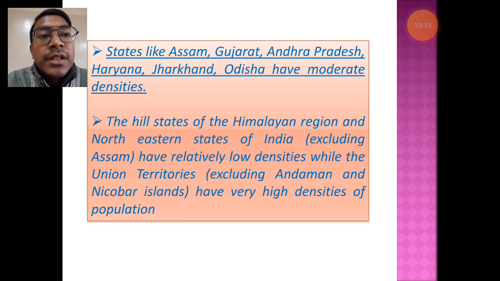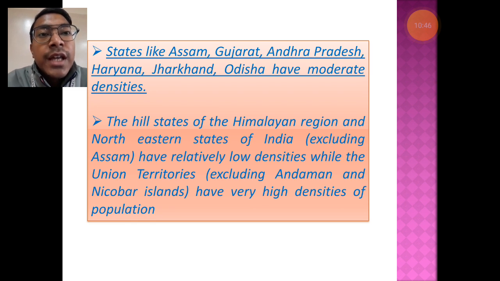On the other hand, all the union territories except Andaman and Nicobar Islands have a higher density of population. Like Delhi, which is a union territory, with a density of 11,000-something. Whereas Andaman and Nicobar Islands is the union territory having the lowest density of population. So here we come to know about the variation in the density of population within our country.